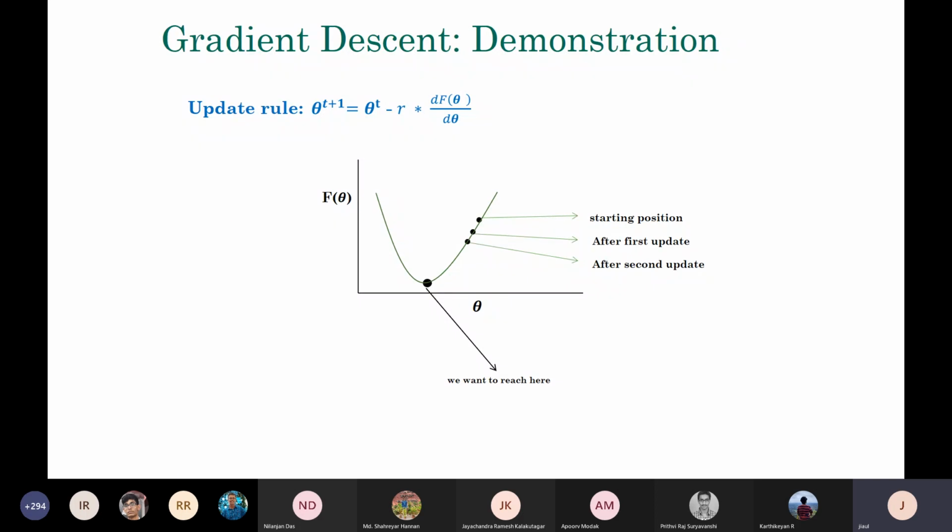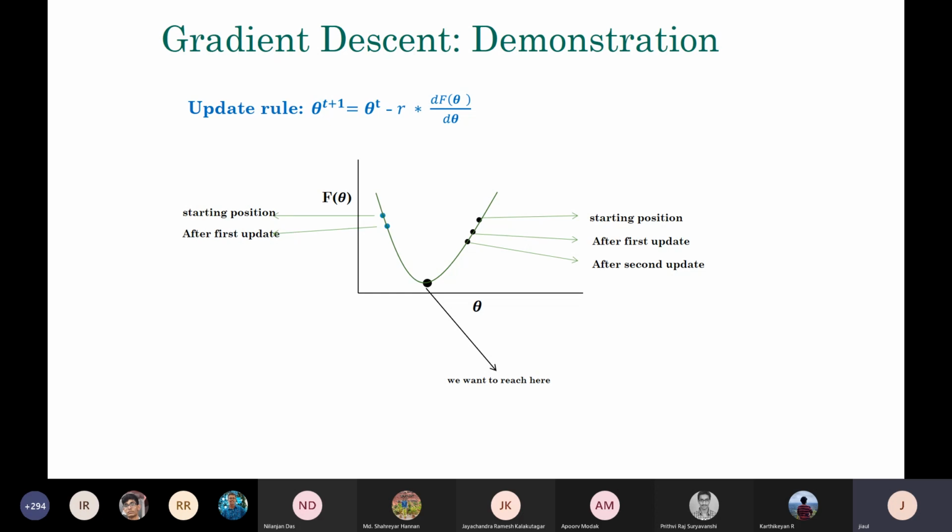Now, if I accidentally start from the other side of this curve, from here, for example, as the starting position, then my second update will be somewhere here, because in that case the sign of this derivative will be negative. And so you are going to take the negative of that. So essentially, you are moving towards this.